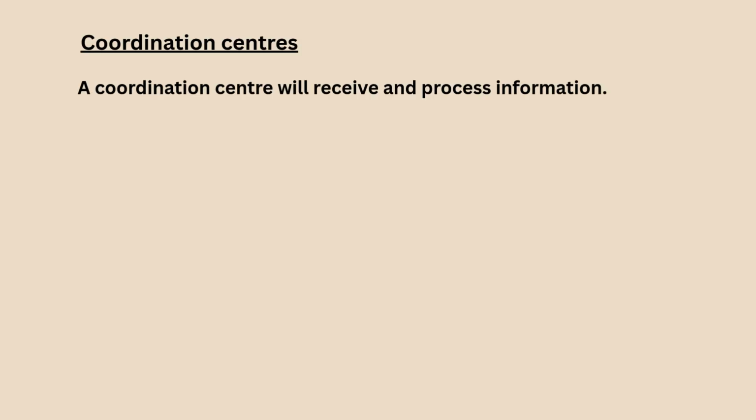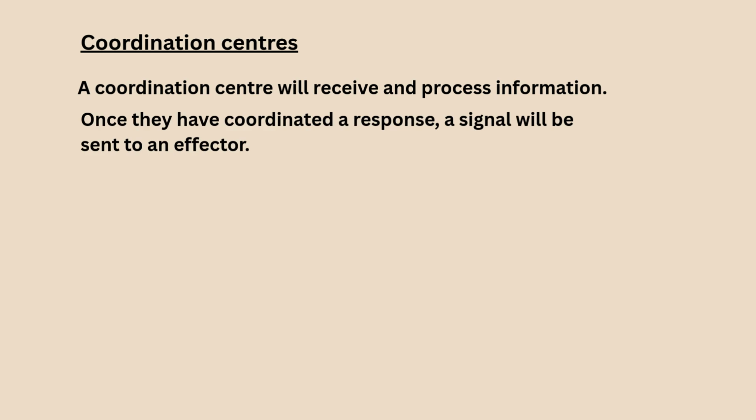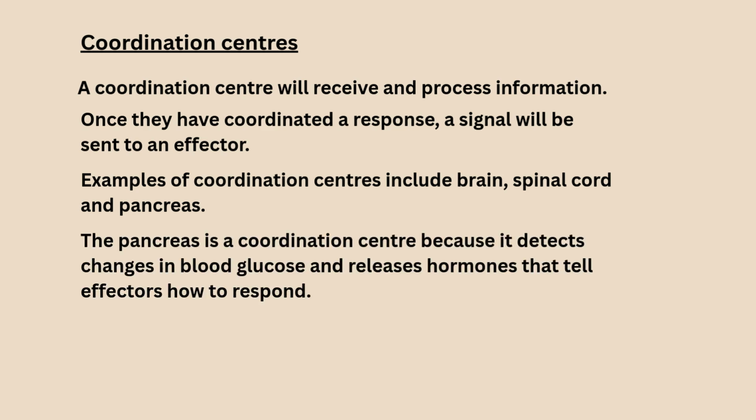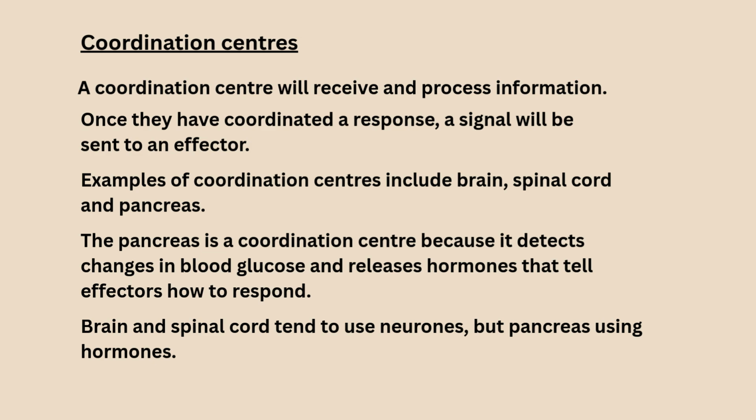A coordination center will receive and process information. Once they have coordinated a response, a signal will be sent to an effector. Examples of coordination centers include the brain, spinal cord, and pancreas. The pancreas is a coordination center because it detects the changes in blood glucose and then releases hormones that tell the effectors how to respond. The brain and spinal cord tend to use neurons, but the pancreas uses hormones.